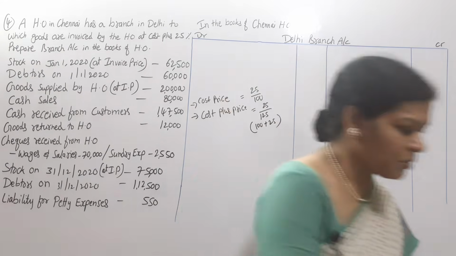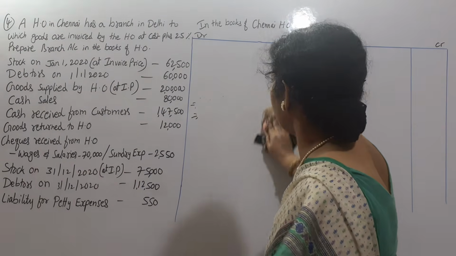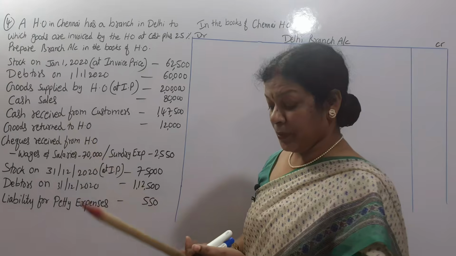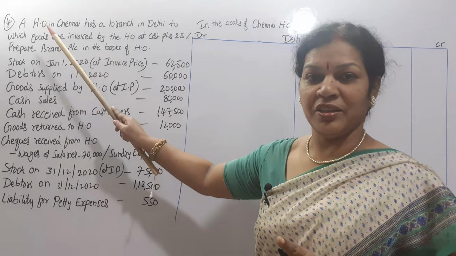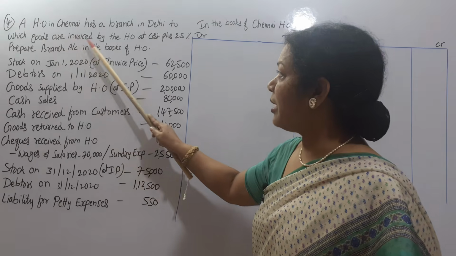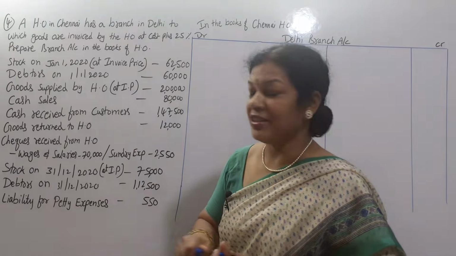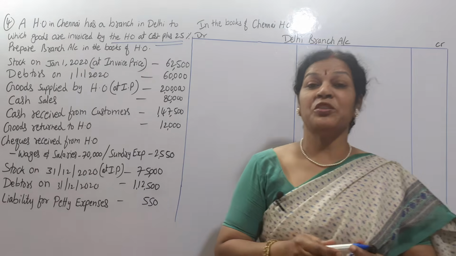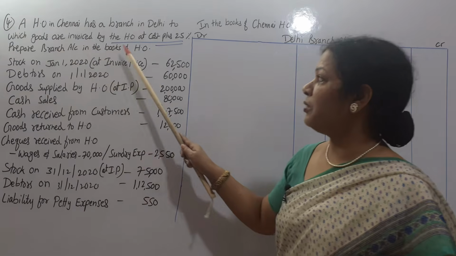Now coming to today's problem. So let me clean this. The problem is given like this. A head office in Chennai has a branch in Delhi. Chennai is the head office. They have a branch in Delhi to which goods are invoiced by the head office at cost plus 25%, means 25 by 125 we are going to take. Prepare branch account in the books of head office.